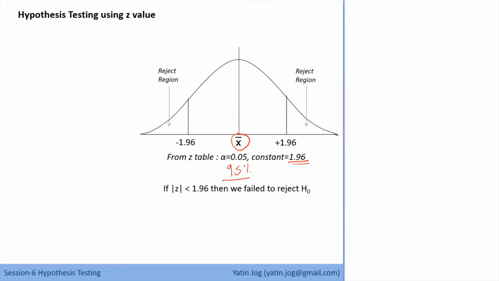Now that 1.96 is on both the sides of X bar. So I should consider plus 1.96 to minus 1.96. So this all becomes my accept region in case of Z analysis. And anything beyond this 1.96 on both the sides becomes part of the reject region.